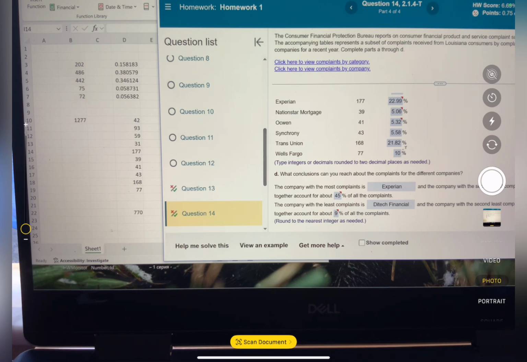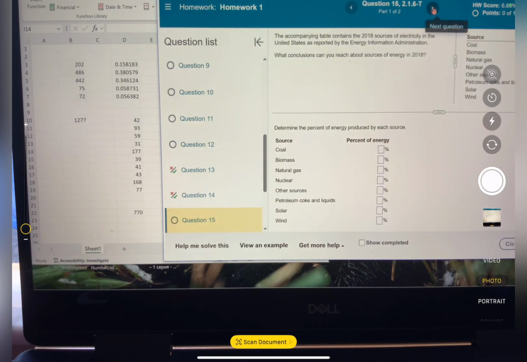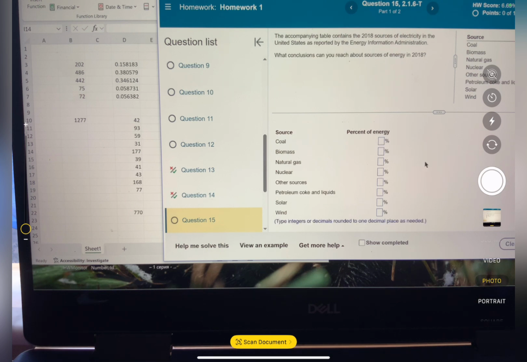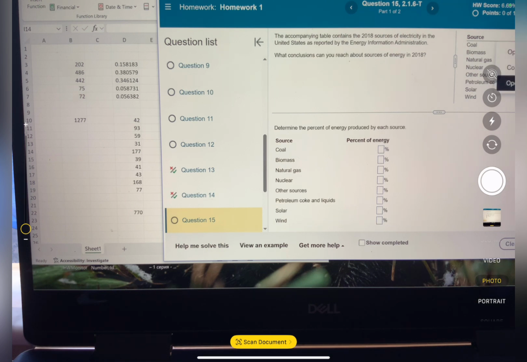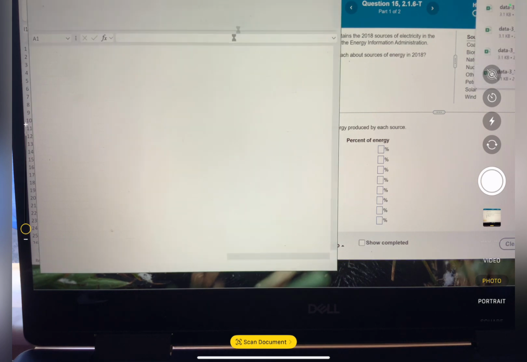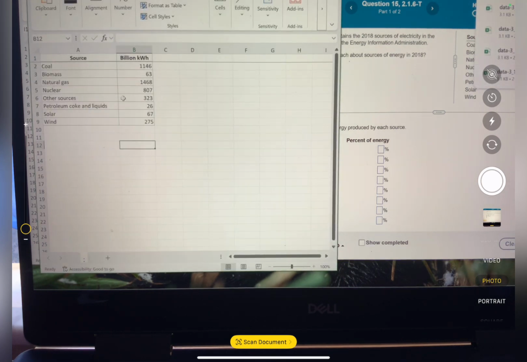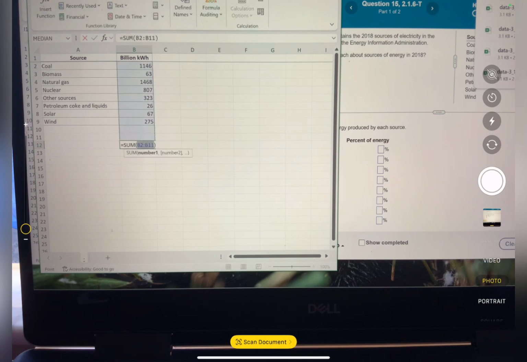All right, question number 15. So this is going to be exactly the same thing, percent of energy. What you're going to do, again, open in Excel, all this. Get the sum. Where is formulas? Sum. Okay. And divide. So you're going to do this divided by this. All right. And since 12, we don't want it to move down. Okay.